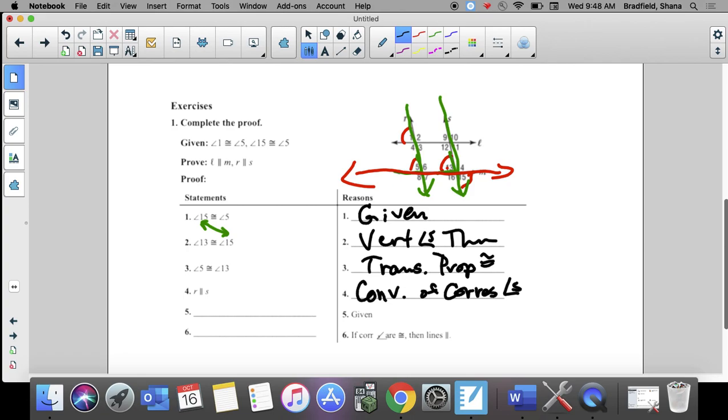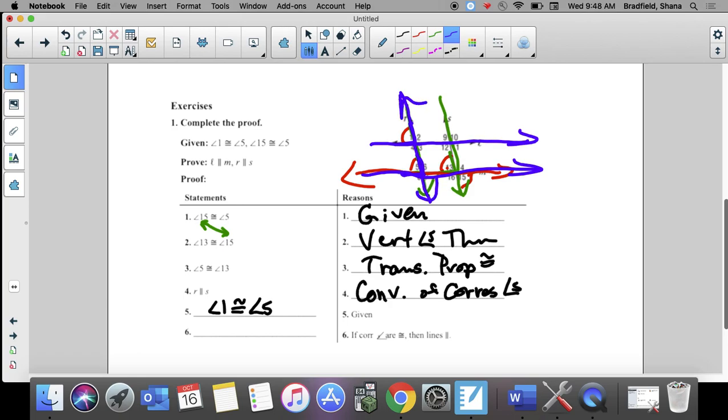Okay, the next one should be pretty easy because the reason says that it's a given. And so the given we haven't used is angle 1 is congruent to angle 5. And so 1 and 5, we'll do another little highlight. Here's 1 and here's 5. So that's talking about lines L and M cut by transversal R.